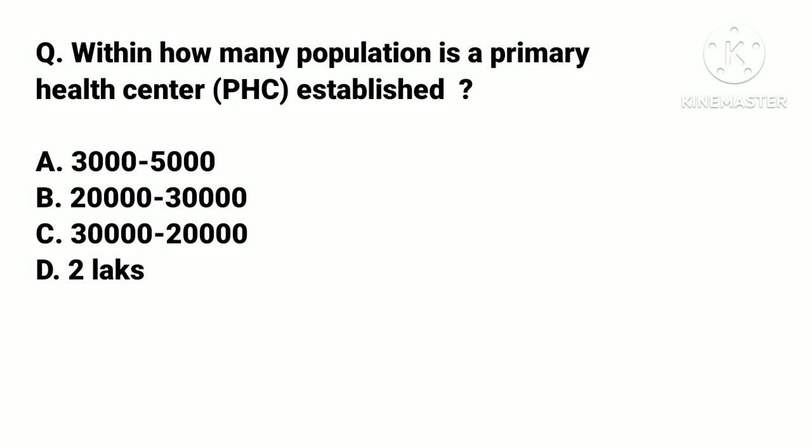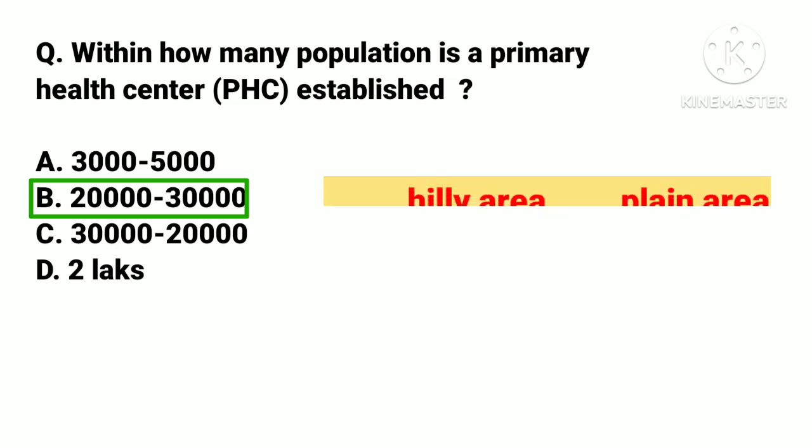Within how many population is a primary health center established? A. 3000 to 5000, B. 20,000 to 30,000, C. 30,000 to 20,000, D. 2 lakhs. And the correct answer is B. 20,000 to 30,000.